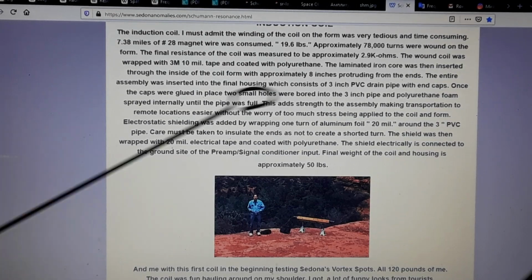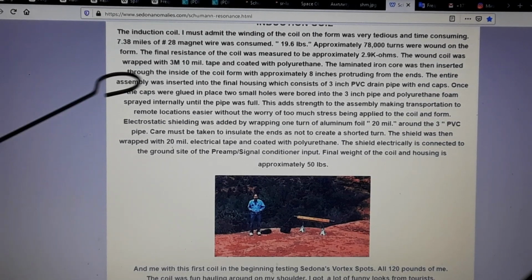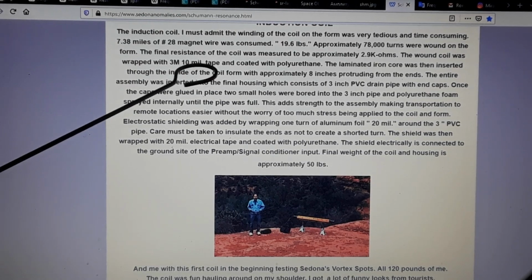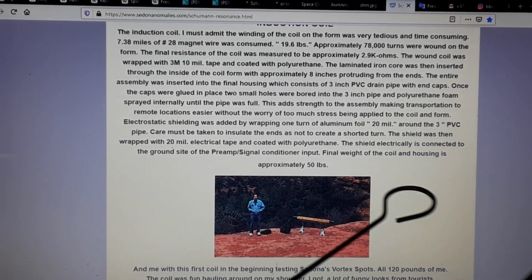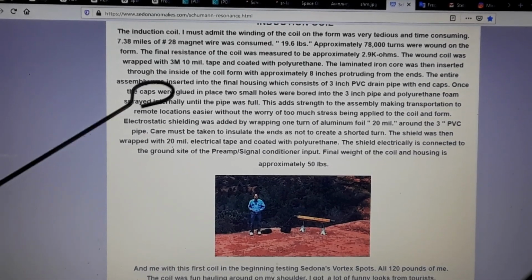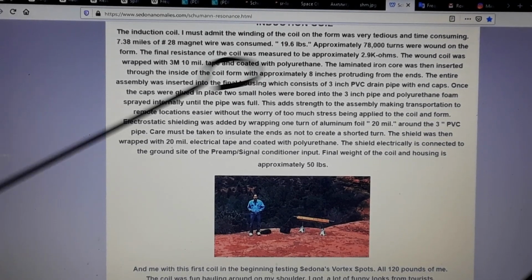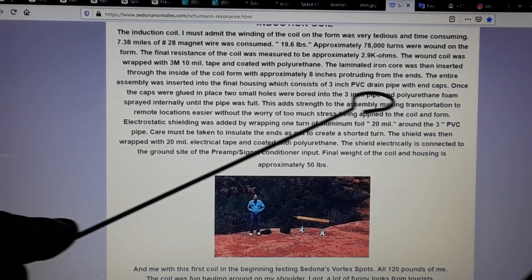The wound coil was wrapped with 3M 10 mil tape and coated with polyurethane. The laminated iron core was then inserted through the inside of the coil form with approximately 8 inches protruding from the ends. The entire assembly was inserted into the 3-inch PVC.